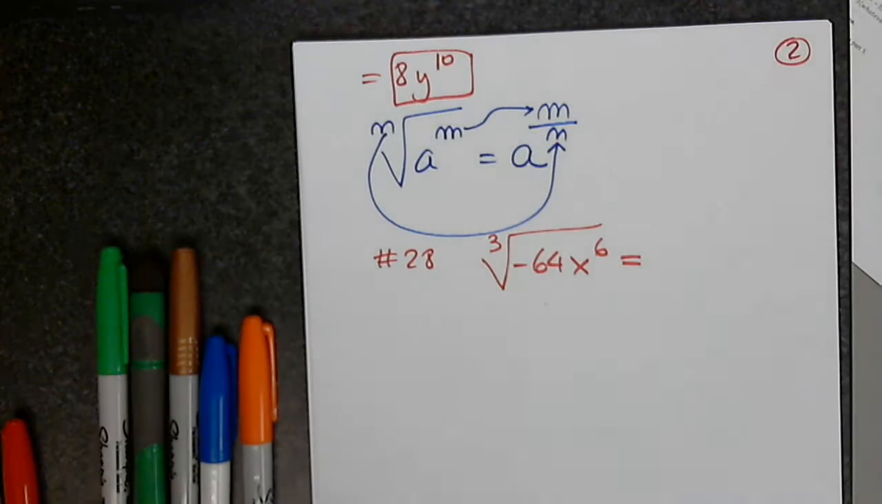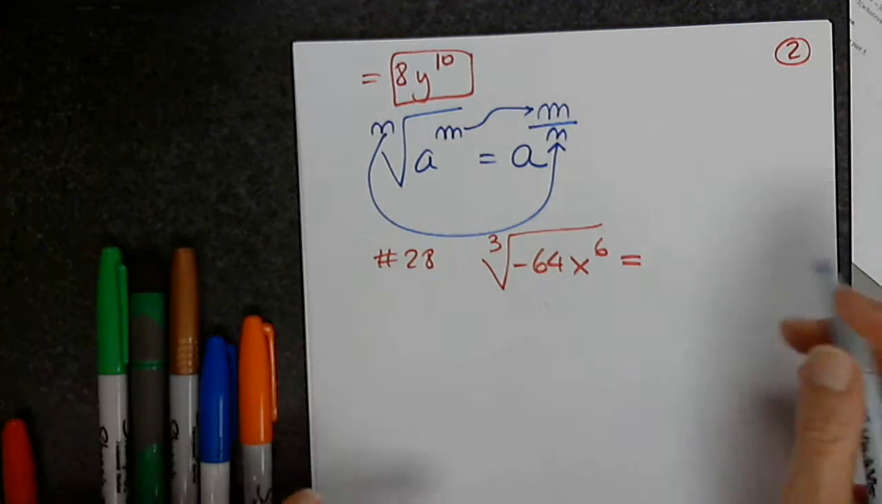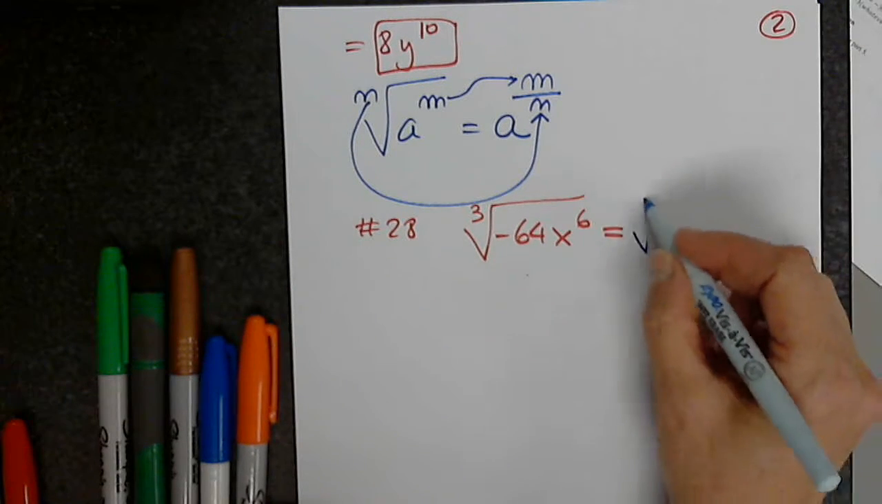Suggestions here? Again, I look at the index. The index is 3. I don't have to be told anything because it's the cube root. Anything goes. And again, is this a product under the radical? Is it a sum? Difference? It is a product. So what if I split it? How do I split it then?